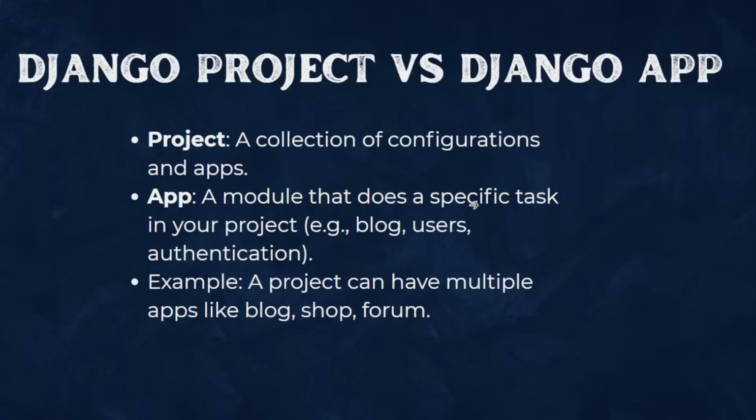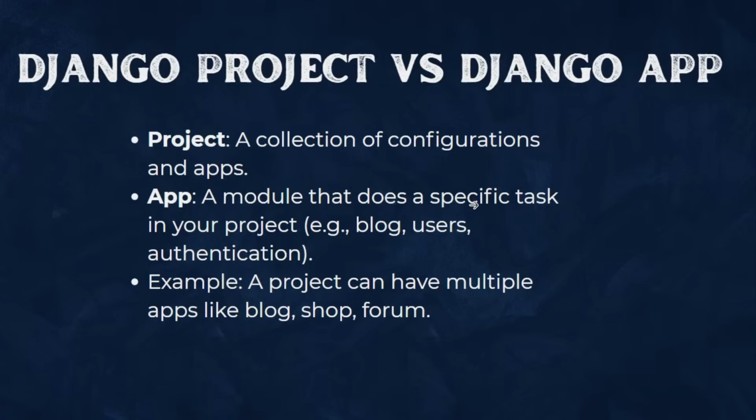Django project versus Django app. We will see the difference between what a Django project is and what a Django app is. A project is a collection of configuration and apps. The project is the whole project, and an app is a specialized feature within the project.